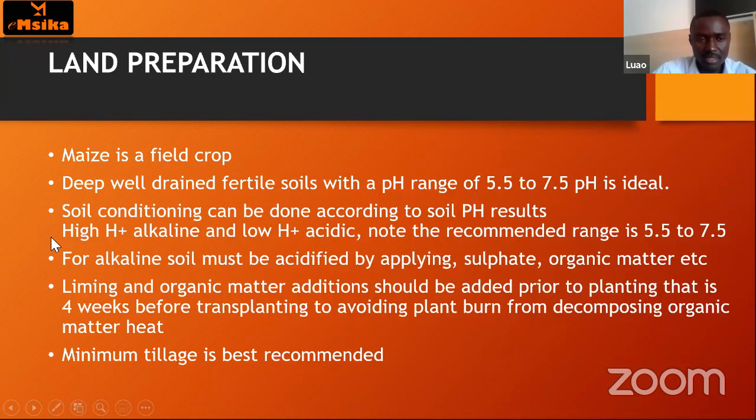The third point is soil conditioning can be done according to soil pH results. So once you have the pH results, that's when you can start conditioning the soil, or start working on the soil for it to be favorable for a plant to grow.